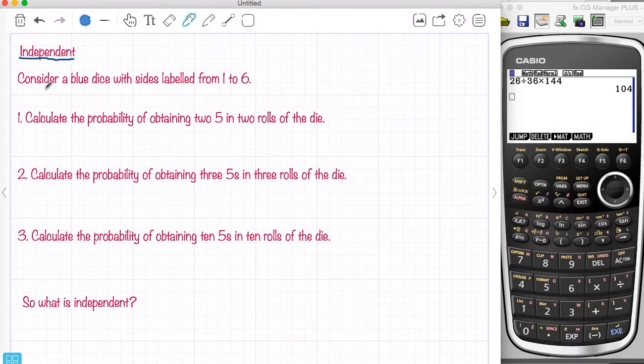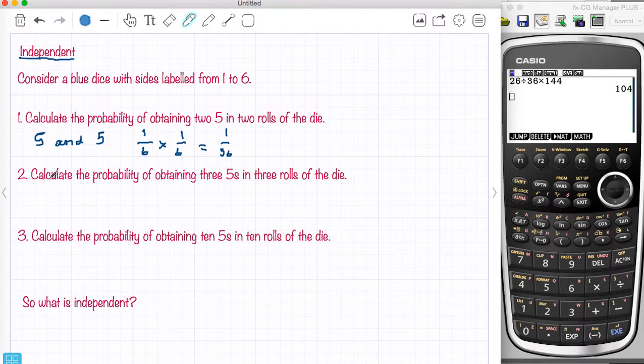So consider just a blue dice with sides labelled from 1 to 6. And although it doesn't say, it's a normal, fair dice. Calculate the probability of obtaining 2 5s in 2 rolls. So what I say to myself is I want to get a 5 on the first roll and a 5 on the second roll. So the probability of a 5 is 1 in 6. The "and" is replaced with a times, a 1 in 6 there, which is 1 out of 36. That's fine.